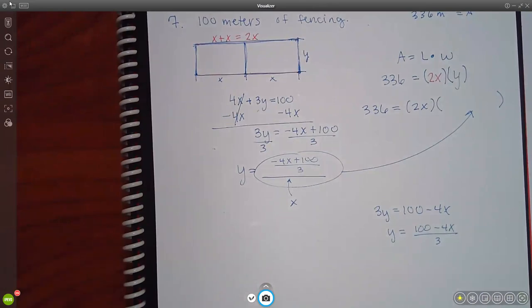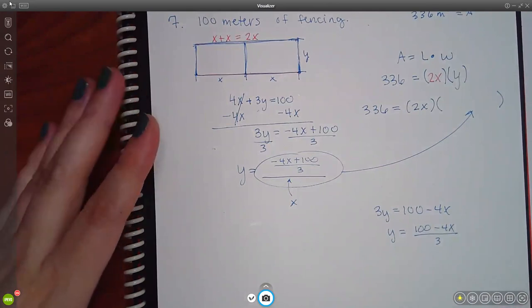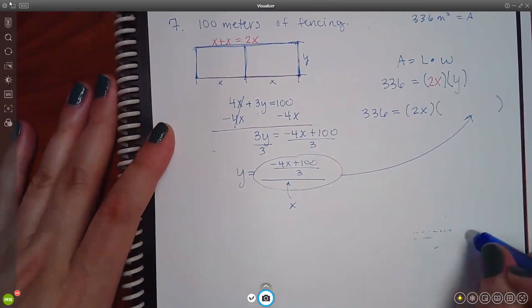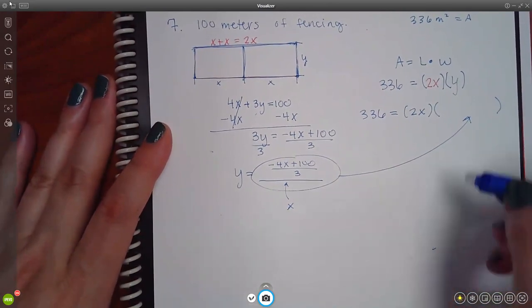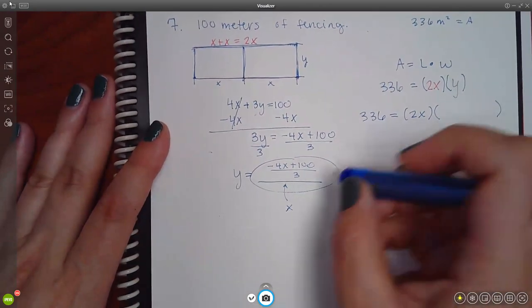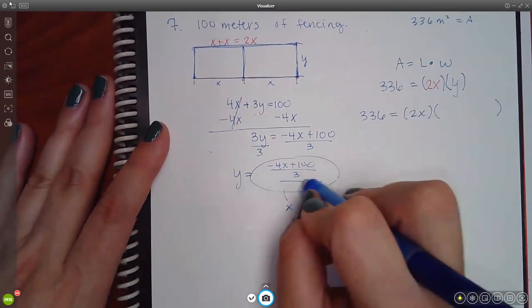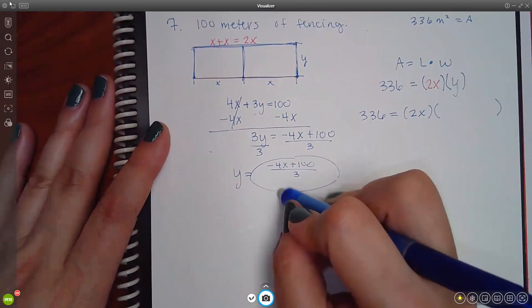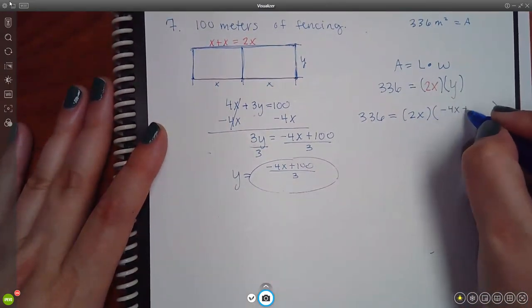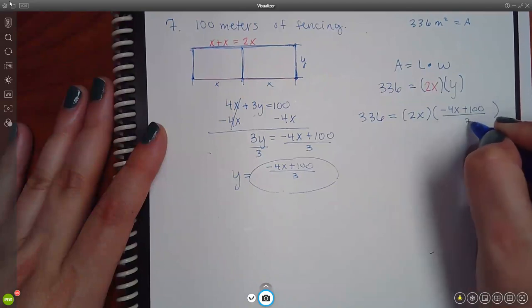Okay. But this expression does have an x in it. And so then I can plug it in for y. And once I do that, my equation will no longer have x's and y's, it'll just have x's. So I'm gonna say negative 4x plus 100 over 3.